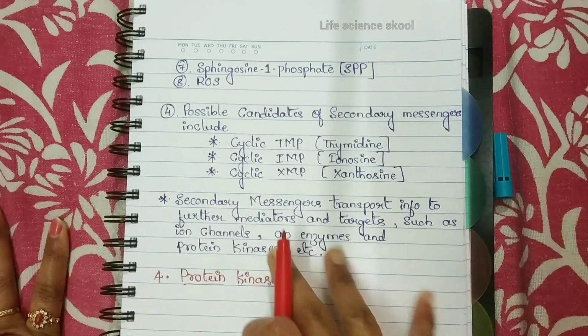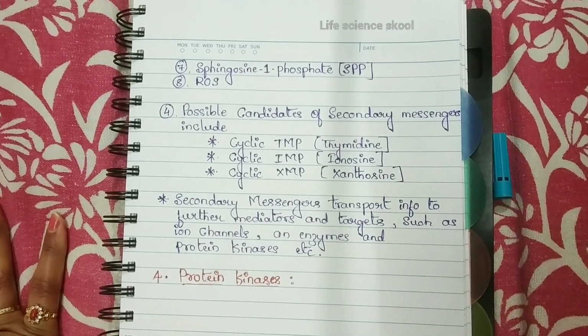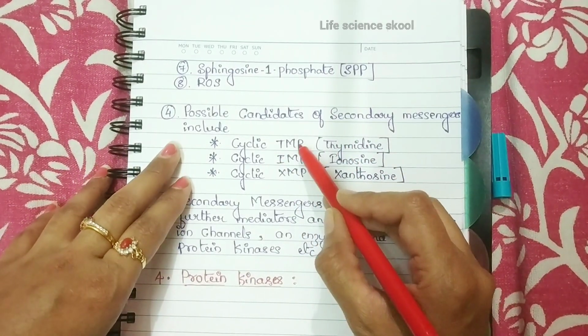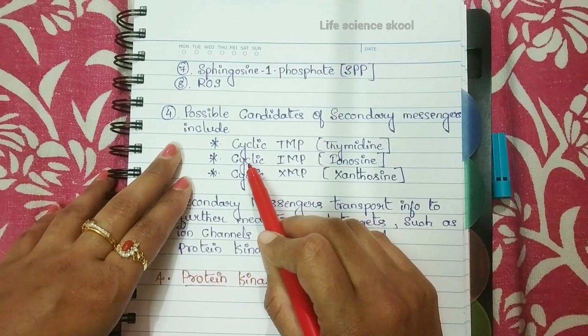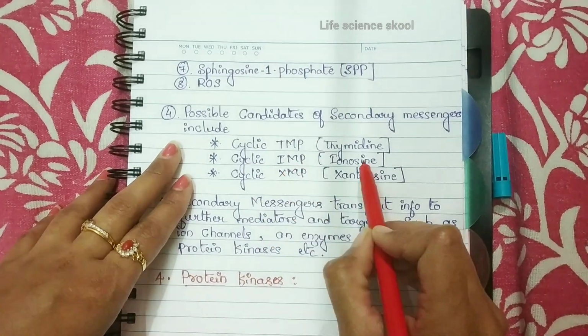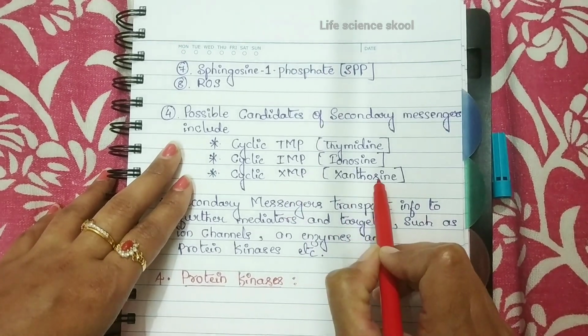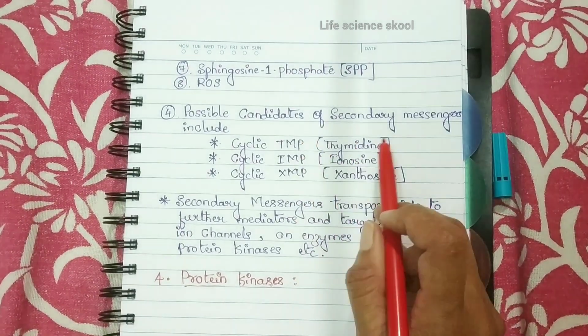In future, further molecules are going to become secondary messengers. The possible candidates of secondary messengers include cyclic TMP, where T means thymidine, then cyclic IMP, that is inosine, then cyclic XMP, meaning xanthosine. These will be secondary messengers.